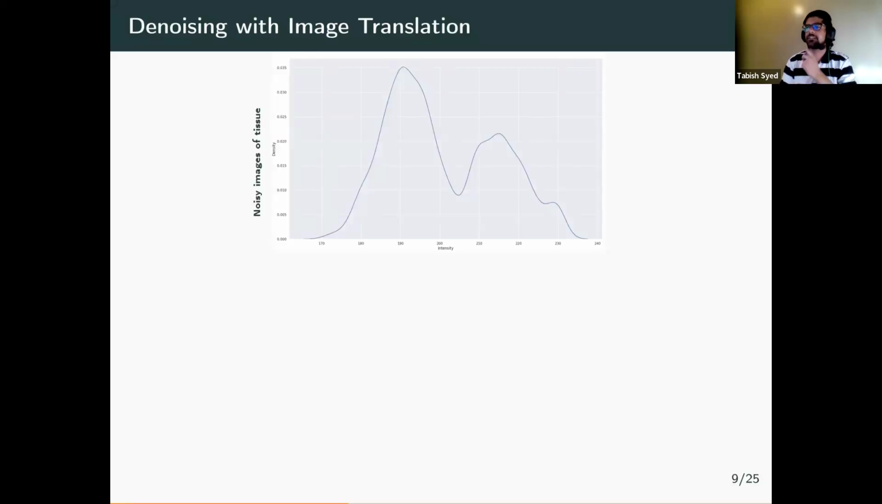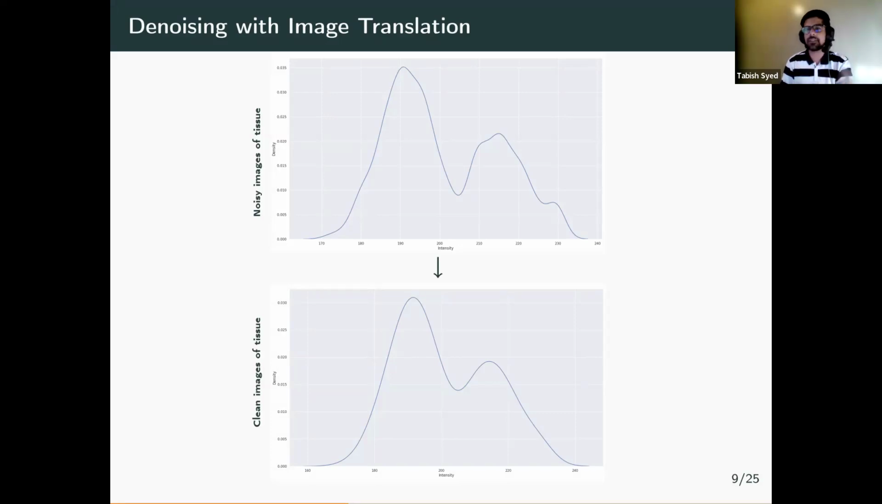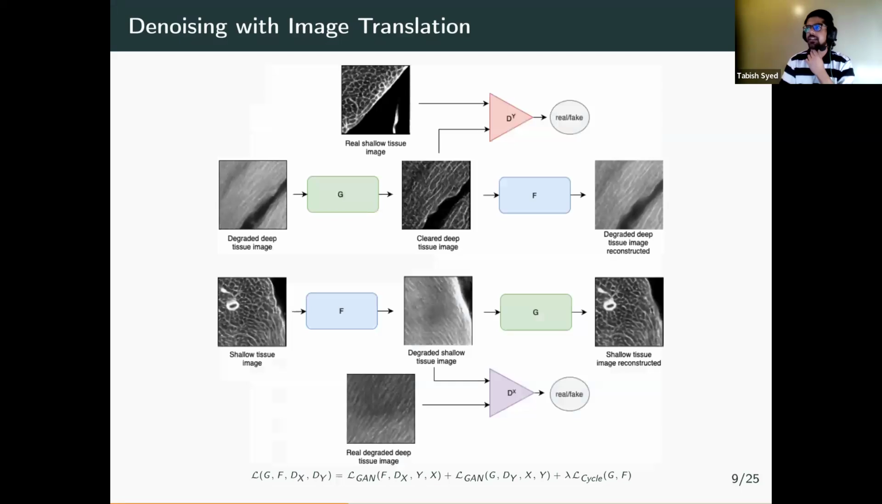So here is the distribution of noisy images, and this is what the distribution of clean images looks like. This gave us the idea of using transfer learning kind of approaches, where we want to change one distribution into another distribution. So we came up with a pipeline based on CycleGAN. It was popular at the time.